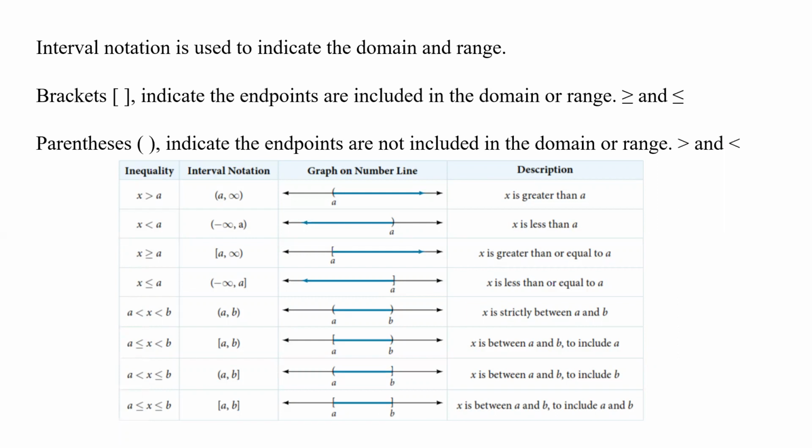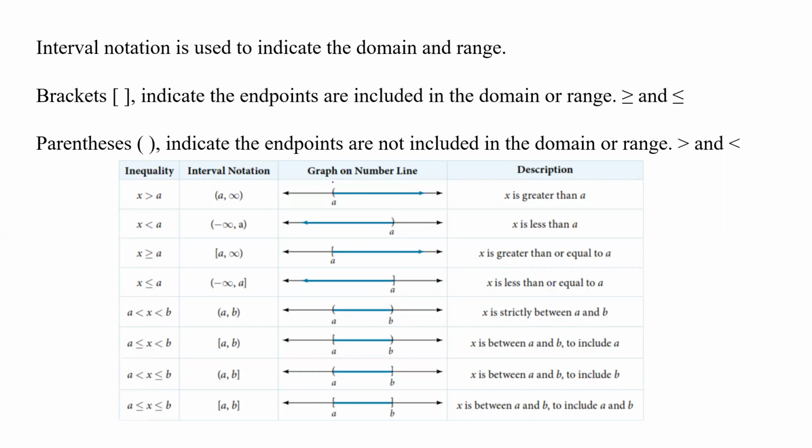So we have different ways to notate the same thing. We have the inequality notation, x is greater than a, which in interval notation is going to be going from a to positive infinity. We can graph it on a number line. So we have a parenthesis because it doesn't include that point, all the way up to positive infinity over here.